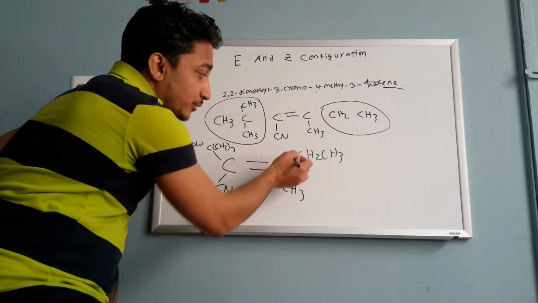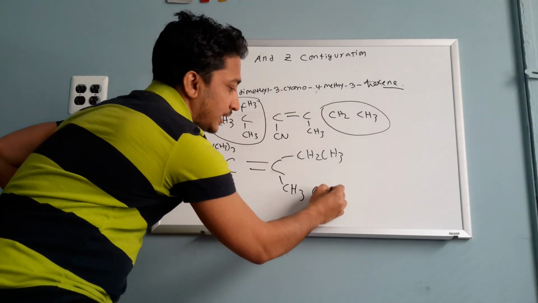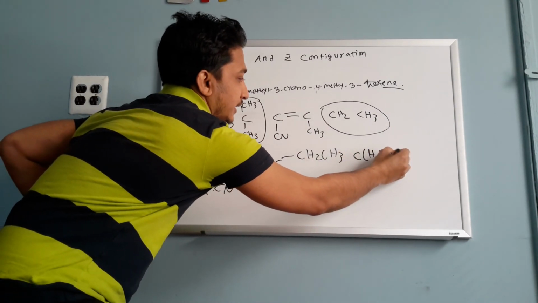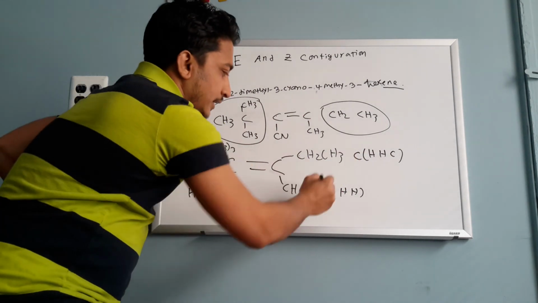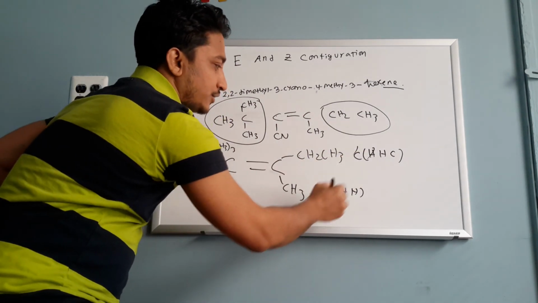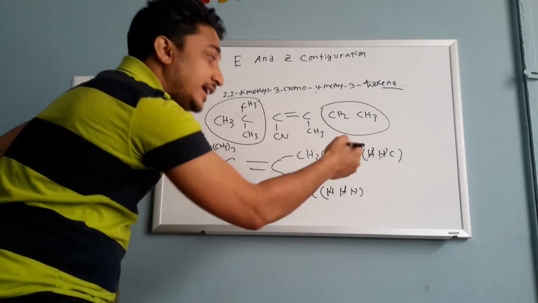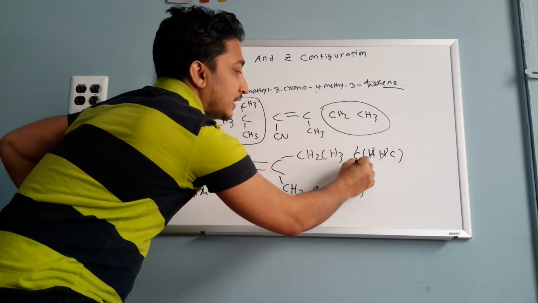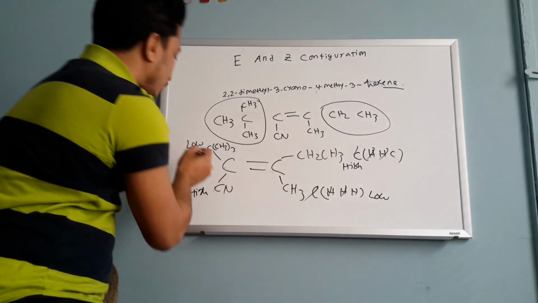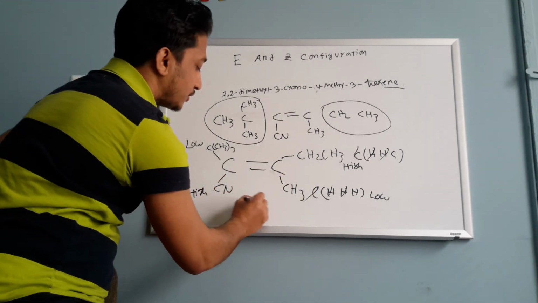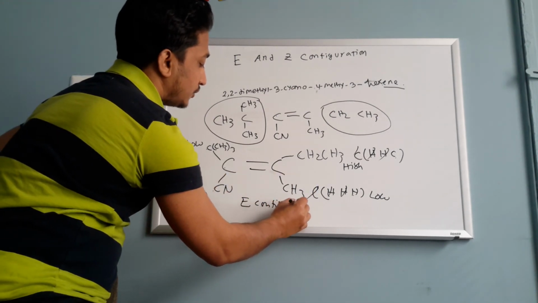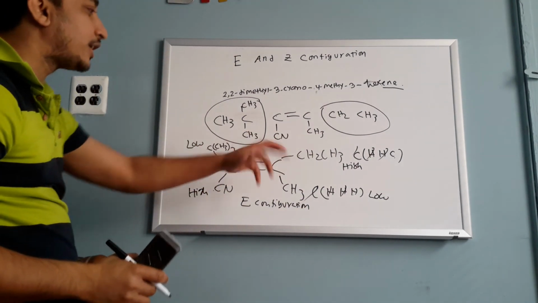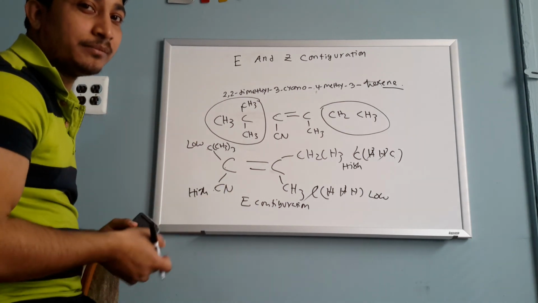Go to the next one. Next one is carbon and carbon. This carbon is filled up with hydrogen, hydrogen, and hydrogen. This carbon is filled up with hydrogen, hydrogen, and carbon. Look, carbon, carbon cancel out. Hydrogen, hydrogen cancel out. Hydrogen, hydrogen cancel out. Then we find out this is the carbon, but this is hydrogen. Carbon atomic number is high, and this is low. So low, high, high, low is E configuration. And also if you want to make a Z configuration, just flip any side, left side or right side, but not at the same time. If you do it at the same time, it's going to be the same.